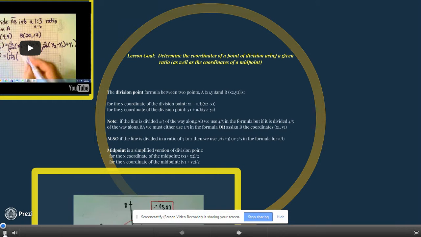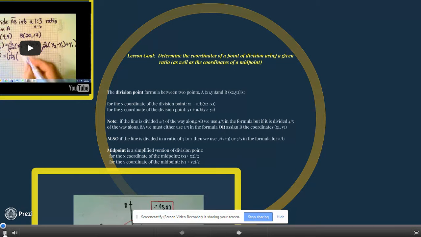Please note that if the line is divided 4/5 of the way along AB, we use 4/5 in the formula. But if it is divided 4/5 of the way along BA, we must either use 1/5 in the formula or assign B the coordinates x1, y1. Also, if the line is divided in a ratio of 3:2, then we use 3 over 2 plus 3, or 3 over 5 in the formula for A over B. Remember, A over B represents part to whole, not part to part.